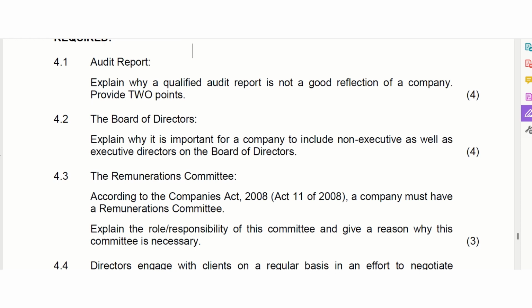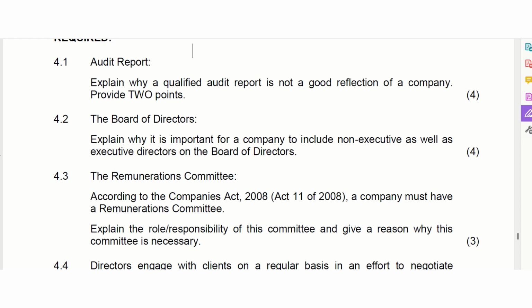Non-executives may earn less than your executive directors, but having more directors on the board, be it executive or non-executive, is a good thing, because the more you have, the more different opinions you have in making key decisions for the business. So those are potential answers you could put for the Board of Directors 4.2.